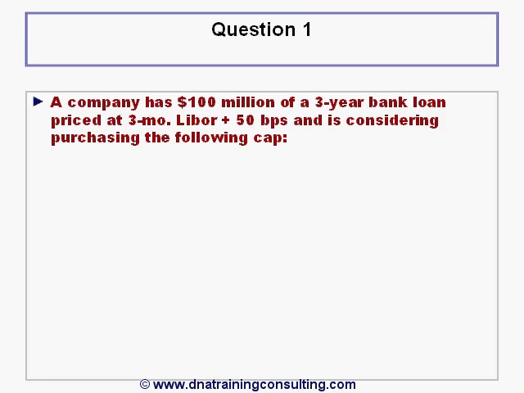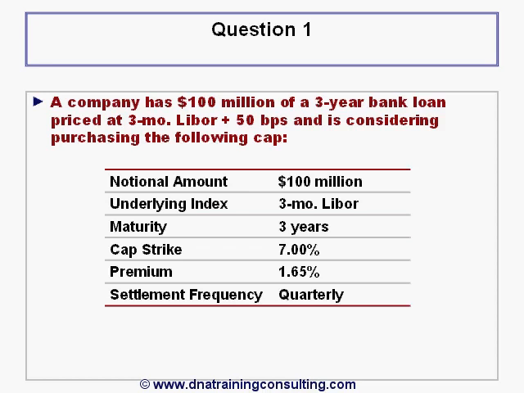and is considering purchasing the following cap. Notional 100 million, 3-year maturity, 7% strike, premium 1.65%, settlement frequency quarterly.